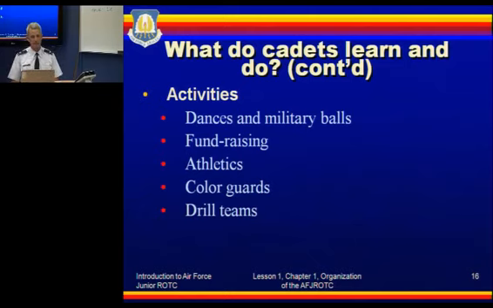Athletics, we had our orienteering varsity team. Actually, this past Saturday, I took them down to Lost Dutchman State Park outside of Phoenix, Apache Junction. Color guards, good gracious, I think 50 events this year. And drill teams, honestly, we have not had a drill team at our ROTC for 2 years. But if any of the cadets would like to take initiative and do that, I would certainly support that.